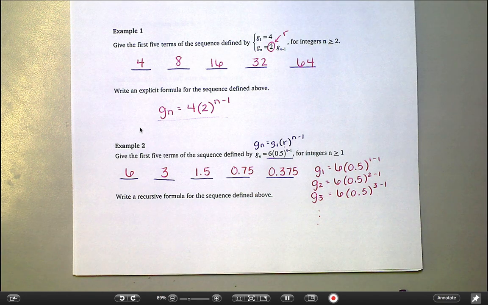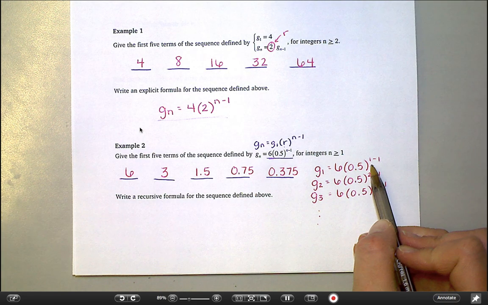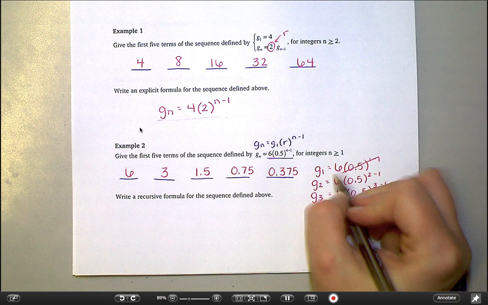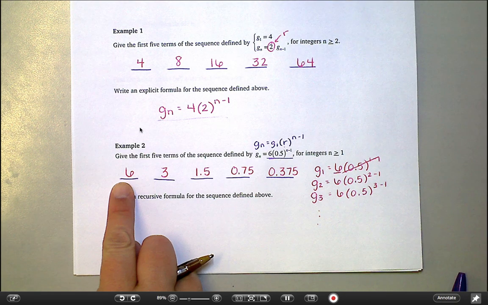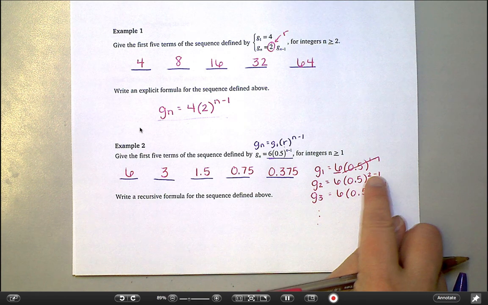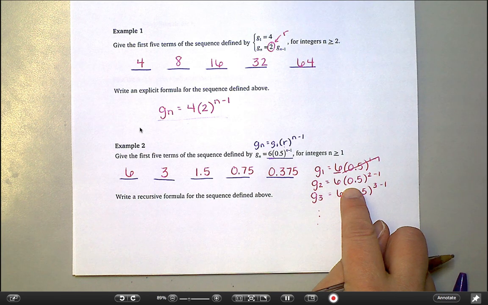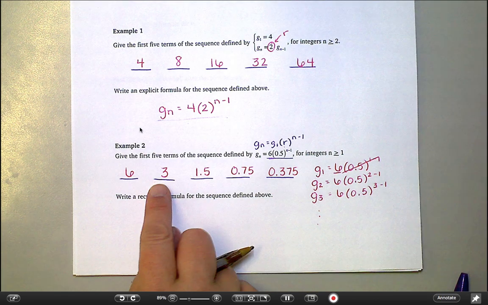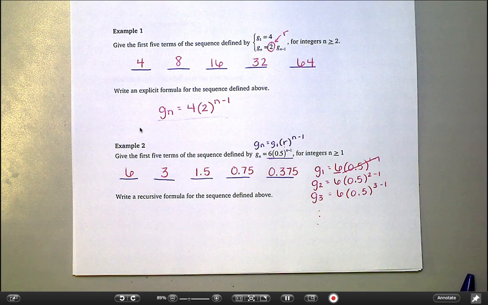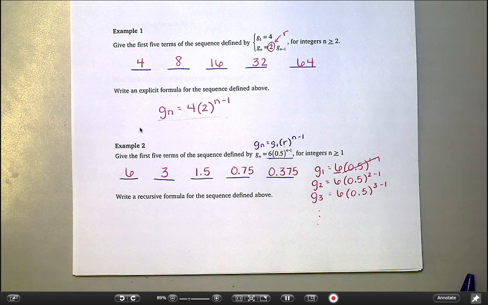Okay, so there's nothing wrong with doing it this way. I just think it's more work. If you notice what's going to happen here, 1 minus 1 is 0. So really this whole thing would cancel and you would just be left with G1 equals 6. On this one, 6 times 0.5 to the 2 minus 1, that really just is going to be a 1, right? And so you're doing 6 times 0.5 to the first power, and that's going to get you 3. And then 6 times 0.5 twice, because that's what the 3 minus 1 is, and that's what's going to get you to the 1.5, and so on.